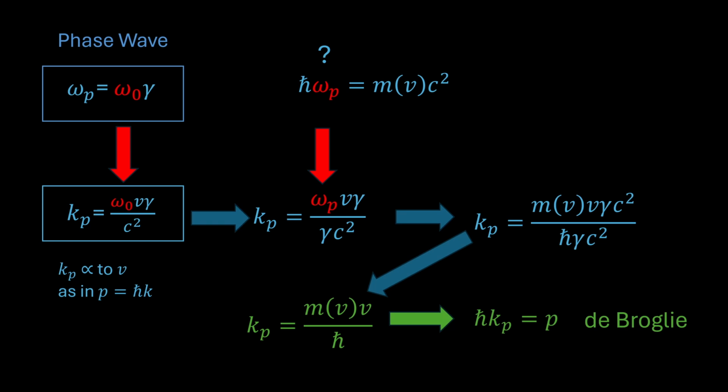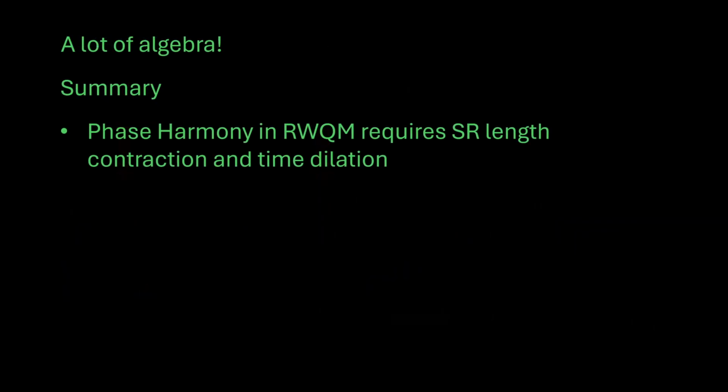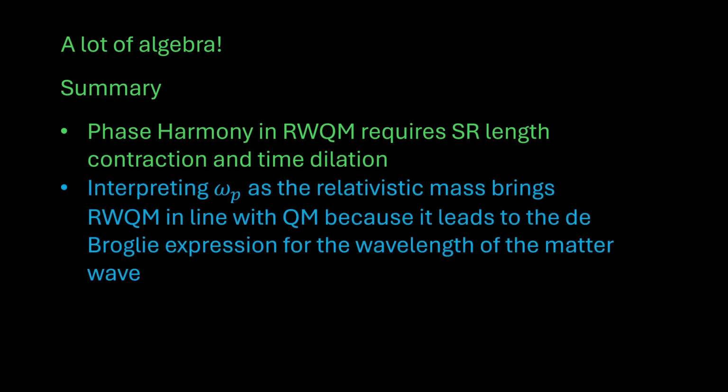This has been a lot of algebra, so let's summarise it a bit. Firstly, if we assume that phase harmony is a requirement for motion through the ether in real wave quantum mechanics, then it is satisfied by special relativity like time dilation and length contraction. Interpreting omega p as the relativistic mass brings real wave quantum mechanics exactly into line with quantum mechanics. We haven't scaled the real wave quantum mechanics theory up to now, but this means we can do it.